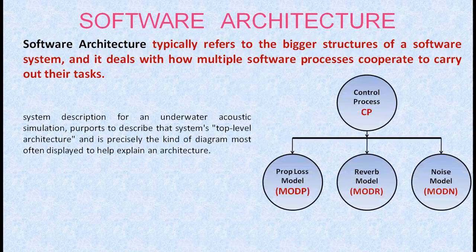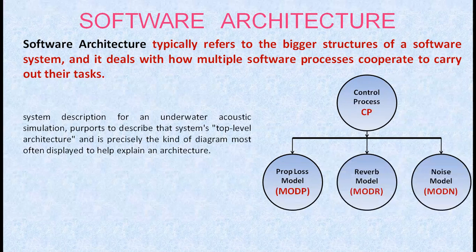This figure is taken from a system description for an underwater acoustic simulation, which purports to describe the system's top level architecture, precisely the kind of diagram most often displayed to help explain the architecture. From this figure, we can tell there are three elements: prop loss model MODP, reverse model MODR, and noise model MODN.